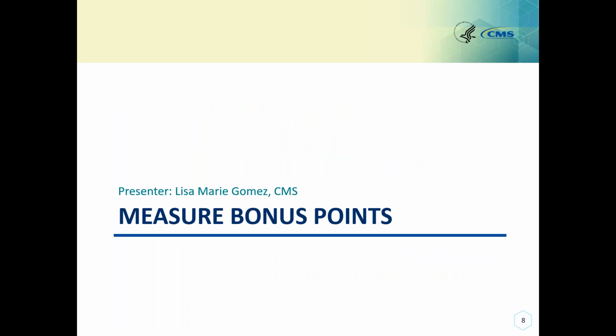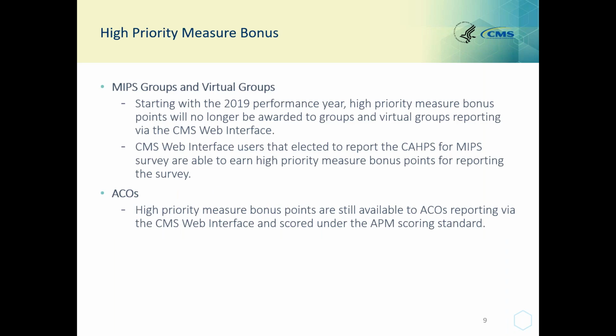Now we'll be discussing measure bonus points, specifically pertaining to high priority measures and end-to-end electronic reporting. So in regard to the high priority measure bonus points, there is a difference in how the bonus is applied to groups and virtual groups and ACOs. For mixed groups and virtual groups reporting via the CMS Web Interface, the high priority measure bonus points will no longer be awarded starting with the 2019 performance year.